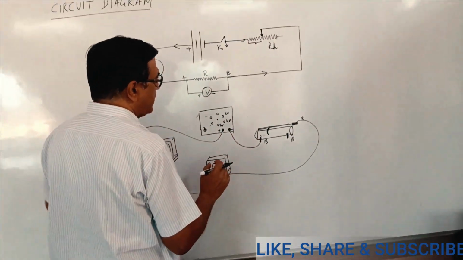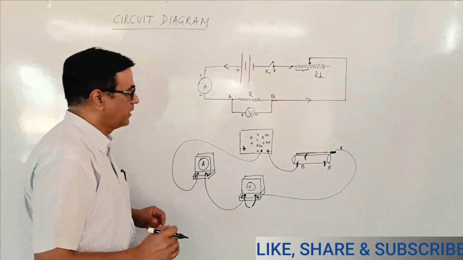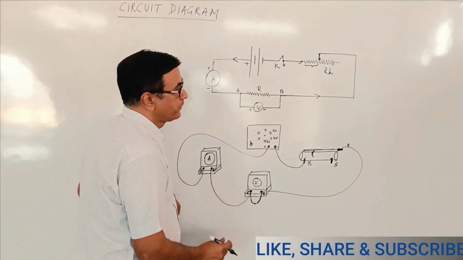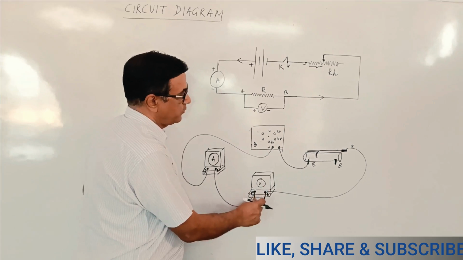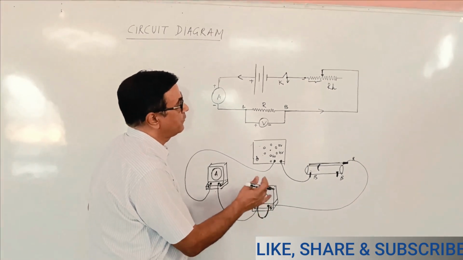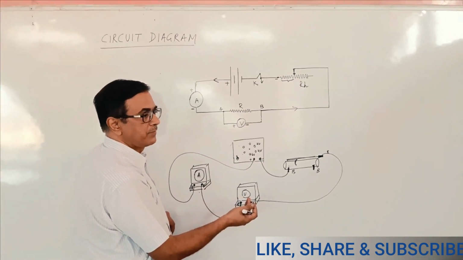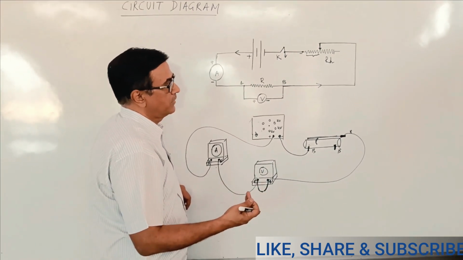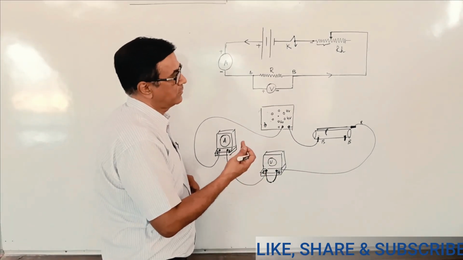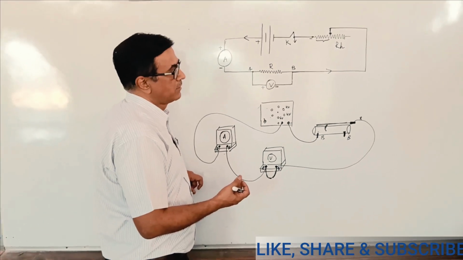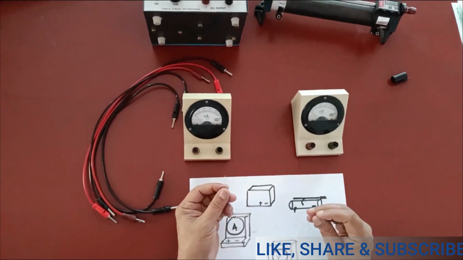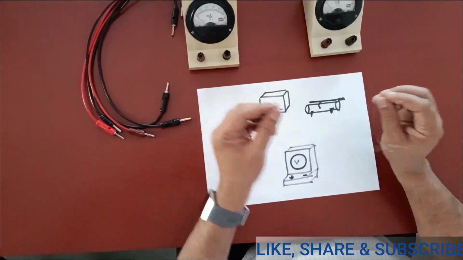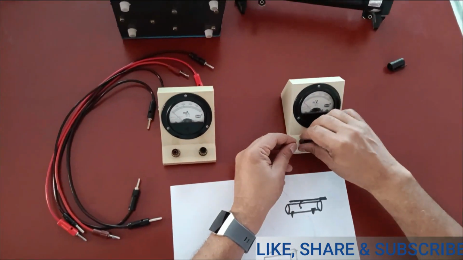Now see, before you assemble the circuit, my suggestion is always to connect this resistance wire across the voltmeter. The resistance wire across the voltmeter should always be connected before you attempt connecting the circuit diagram. Let's try to see how the circuit is assembled. This is the resistance wire, and we need to connect it first across the voltmeter. Let's do it.